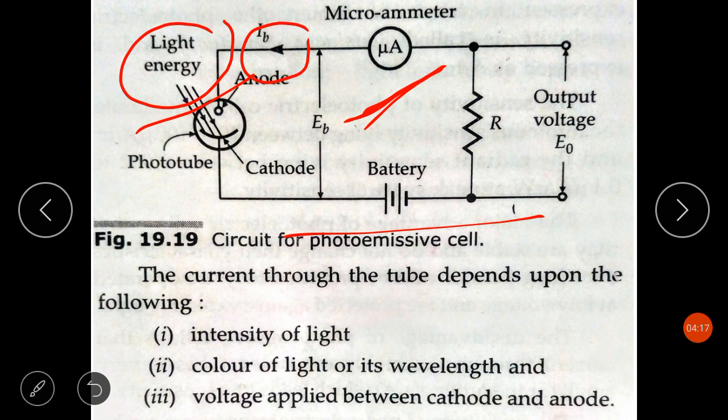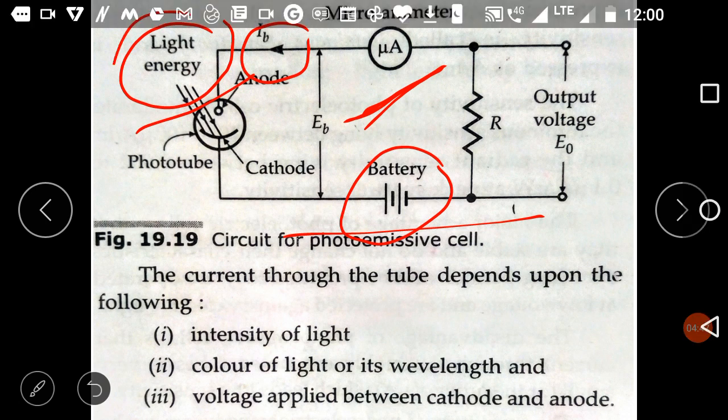And this microammeter we can directly calibrate, since we know that this photoelectric current is dependent on the luminous intensity. If we make the voltage between the anode and cathode constant, and if we use a constant wavelength of the radiation, then this microammeter can be directly calibrated in terms of luminous flux or luminous intensity. So this is one way of measuring light energy using this circuit.